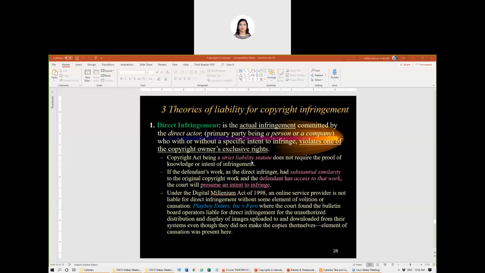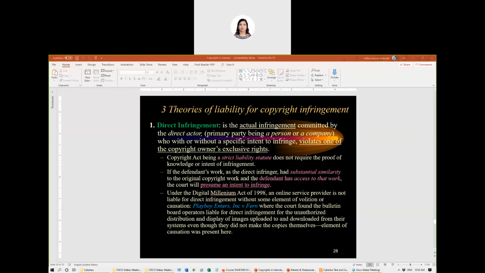But in this case, apparently, they were actually found to be also direct infringers for the unauthorized distribution and display of images uploaded to and downloaded from their systems, even though they themselves did not make the copies. But they caused the copying to take place through their bulletin board services. So because the element of causation was there, they were considered to be also direct infringers.